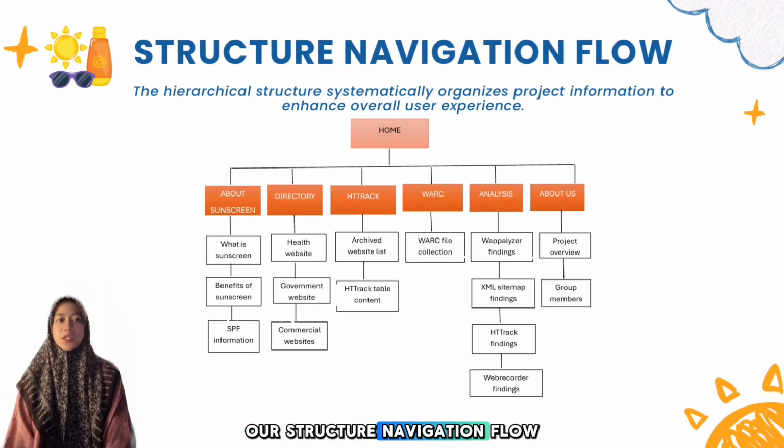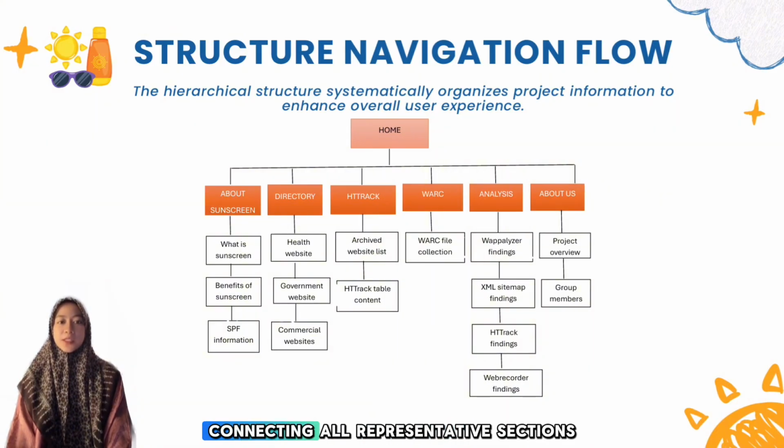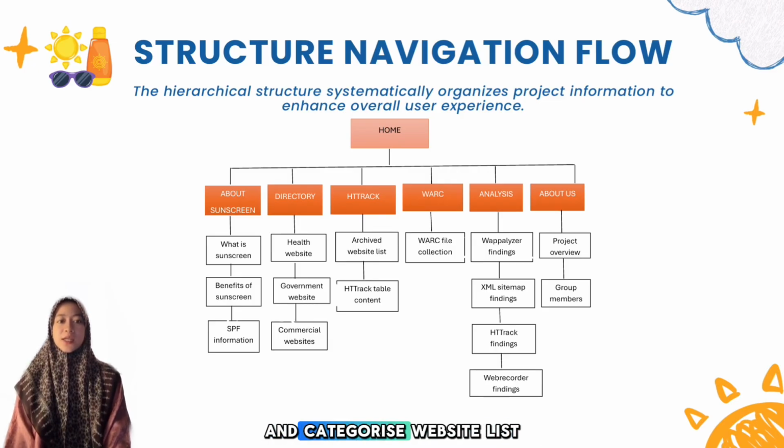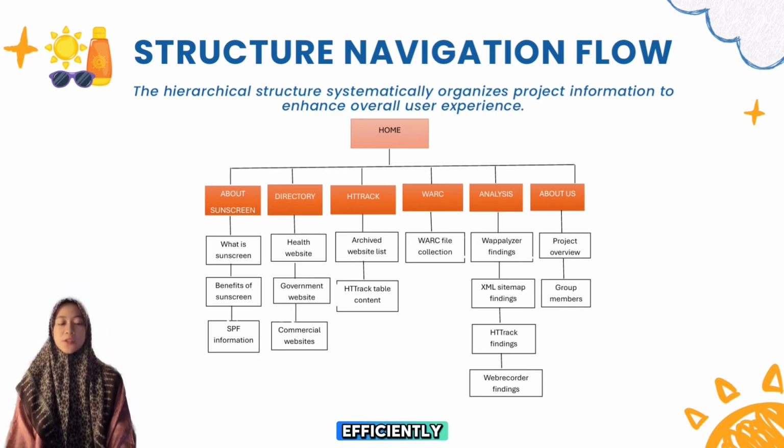Our structured navigation flow further organizes this content. The home page acts as the central hub connecting all repository sections. The About Sunscreen and Directory sections provide organized educational content and categorized website lists. The httrack, WARC, and Analysis section display our archiving result and technical findings from tools like Webalizer and Web Recorder. Overall, these consistent structures allow users to access authentic and organized information efficiently.